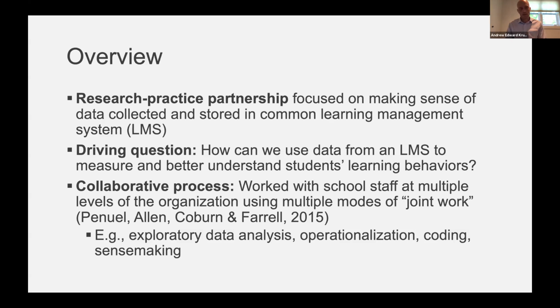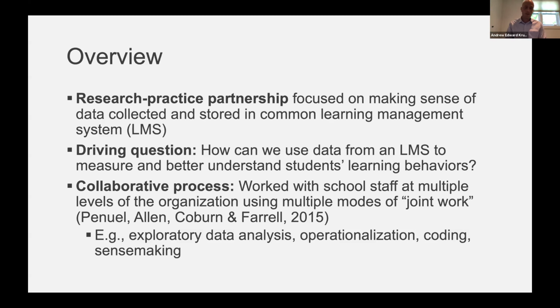And from the very start of the project, it was a collaborative process where we worked with school staff at multiple levels of the organization, from leadership down to classroom teachers, using multiple modes of joint work. And this is a turn of phrase from Bill Penuel and colleagues, which is highlighting that the work of research is often done by knowers as opposed to the doers in our education system. Teachers get to participate in the research as subjects as opposed to those engaging in it.